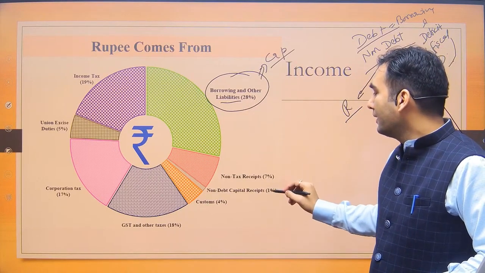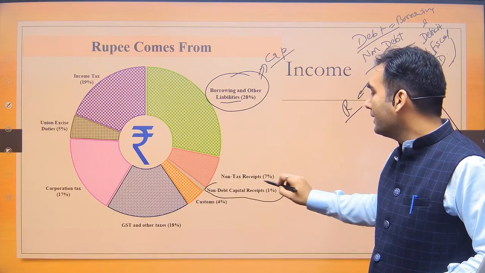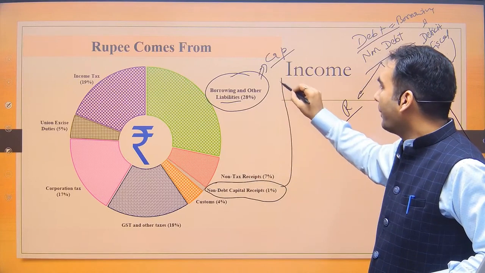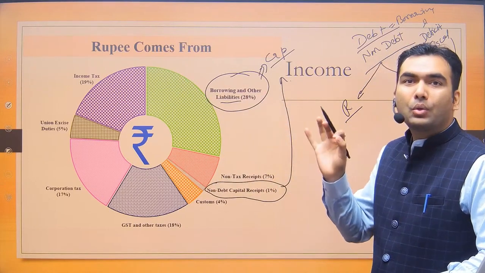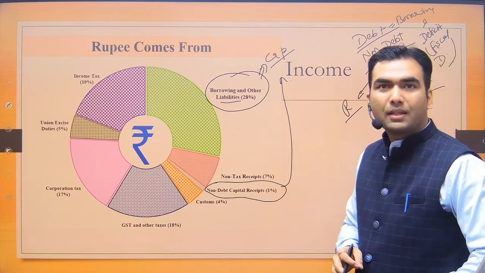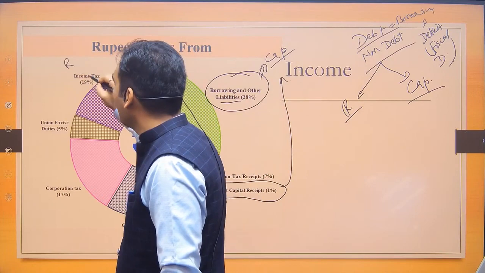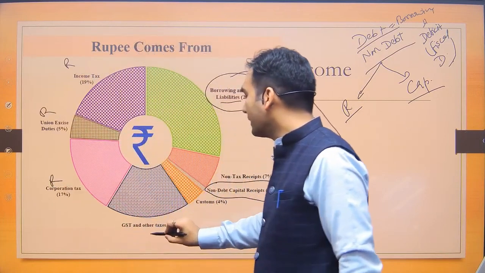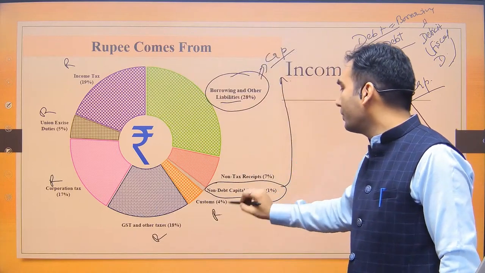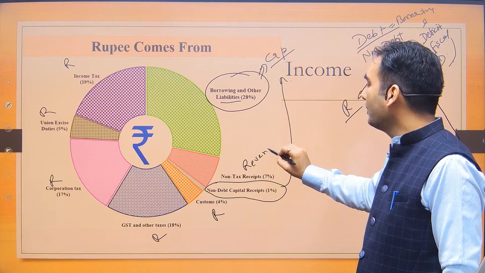Okay, then this is some other non-debt capital receipts, so this will also go to the capital account. All these taxes go into the revenue account. It's a simple thing. Taxes go into revenue. So this is also revenue: income tax, excise tax, corporation tax, GST and other taxes, customs duty and other non-tax receipts are also revenue receipts.